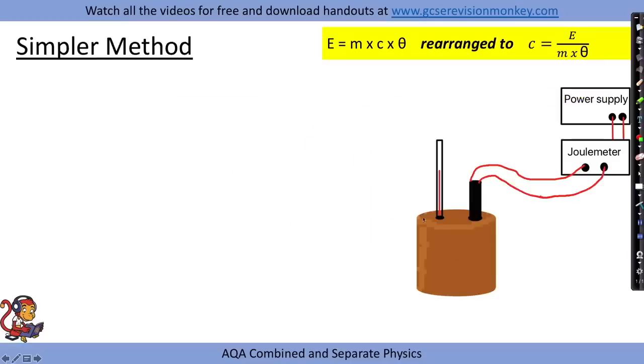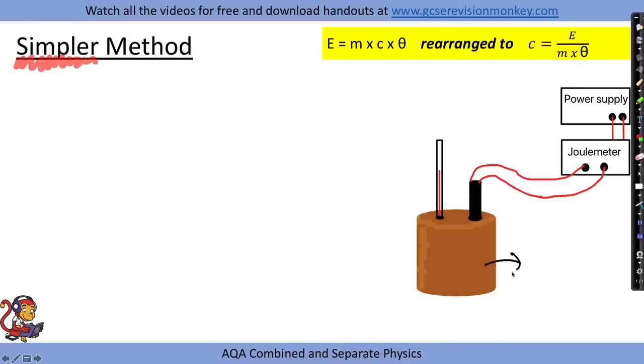If you find this practical particularly challenging, I'm going to take you through a simpler method first of all, and then after this a more difficult one using several equations. So you may want to skip forward to that one if you prefer, or if you'd like a much simpler method, then have a look at this one.